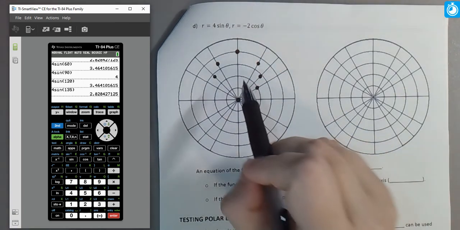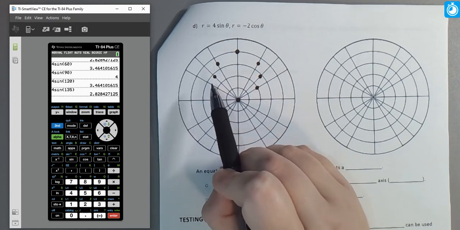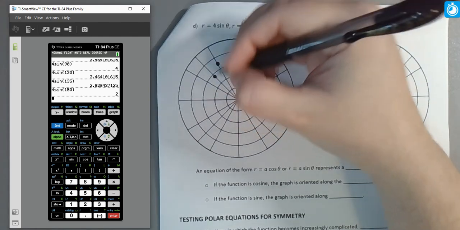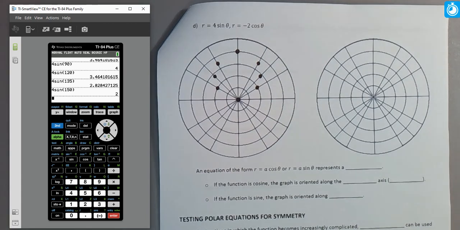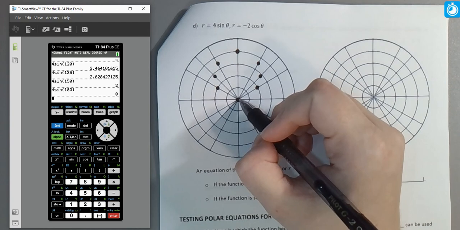Okay, keep going. From 135 to an additional 30 from that, that's going to be 150. So 4 times the sine of 150 degrees is going to take us to 2, so 1, 2. Again, notice it's another symmetric point. What happens if we get to 180? So 4 times the sine of 180, and that takes us to 0. So notice we get back to where we started.